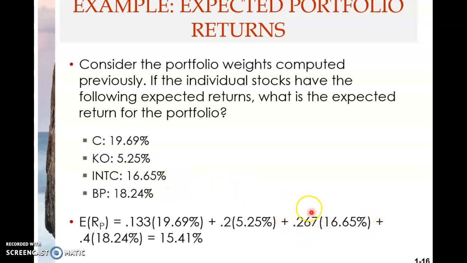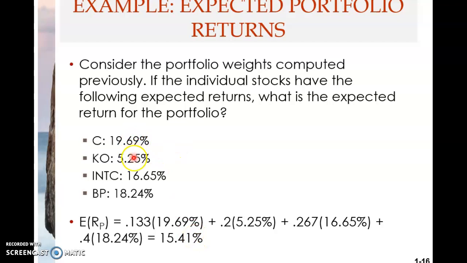You can maintain that in fraction or in decimal, but this one you can put in percentage. You don't have to convert this to decimal, because finally the answer will also be in percentage, not decimal. So this will be 16.65 here. Then plus the last element, the weight for stock BP, which is 0.4, multiplied by the expected return for stock BP, which is 18.24. Therefore, when you sum all these products, you get 15.41%. So that's the answer. This is the expected return for the portfolio.